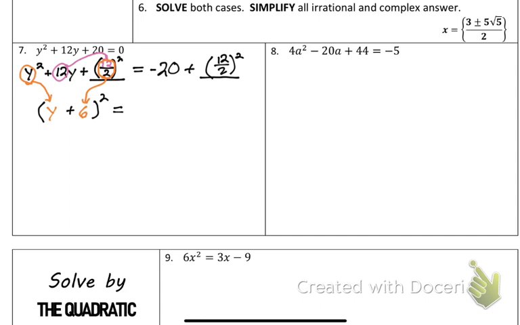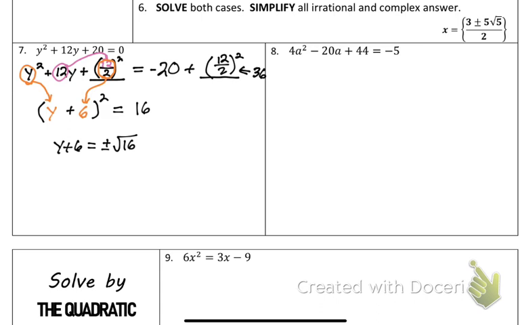All right, our other side, we'd have negative 20 plus 12 over 2 squared. Well, 12 over 2 squared is going to be 36, because it'd be 6 squared, which would be 36. So we're going to have 16. Negative 20 plus 36 is 16. Now we could take the square root of both sides, giving me y plus 6 equals plus or minus the square root of 16.